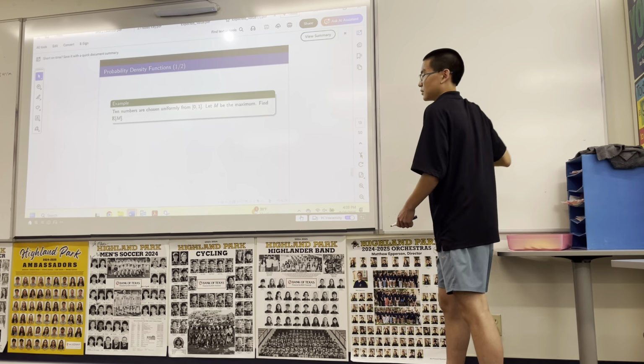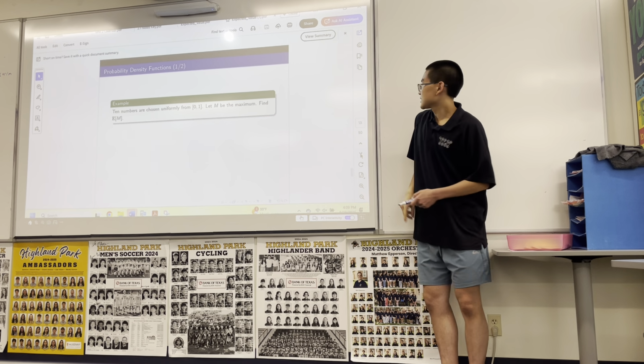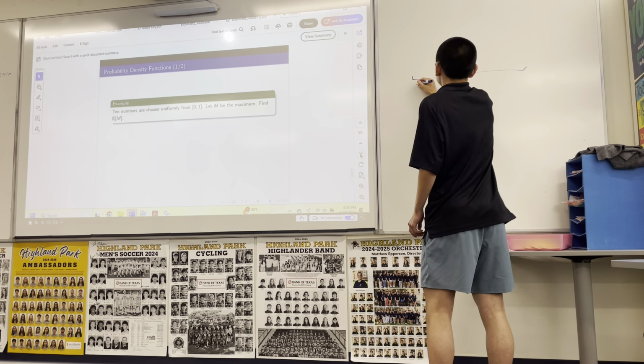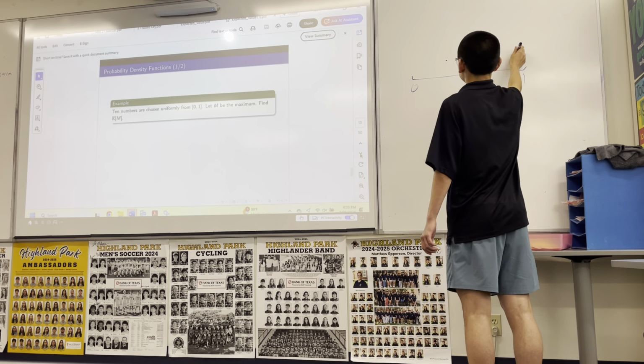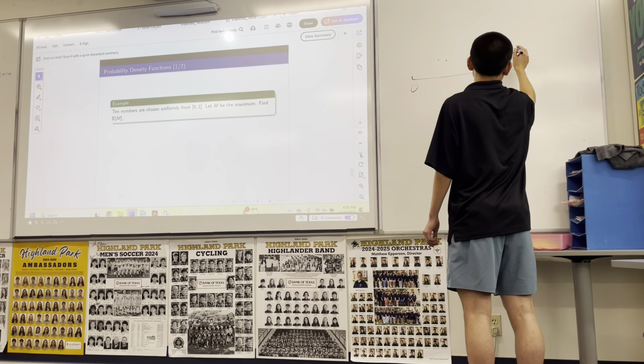Does uniformly mean like equally spaced? Yeah, so I have 0, 1, and I'm just going to close my eyes and choose any point. And I close my eyes, choose another point, and do it 10 times. What's the expected value of the rightmost one?